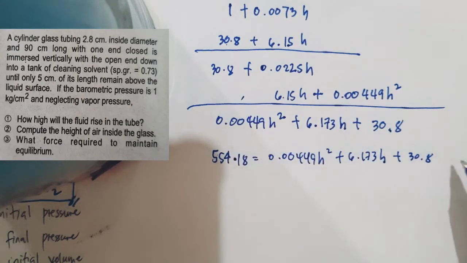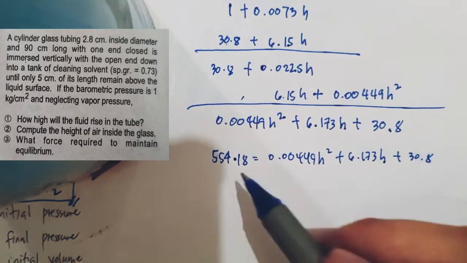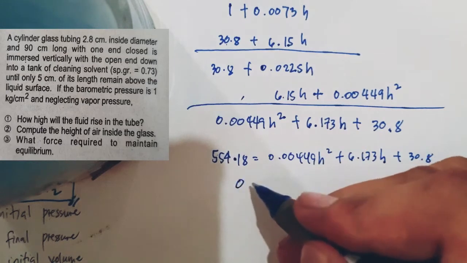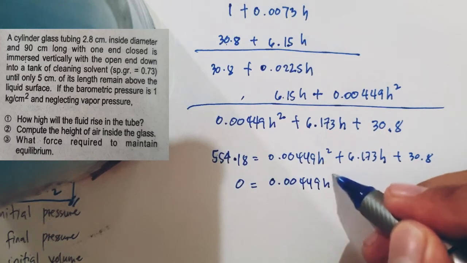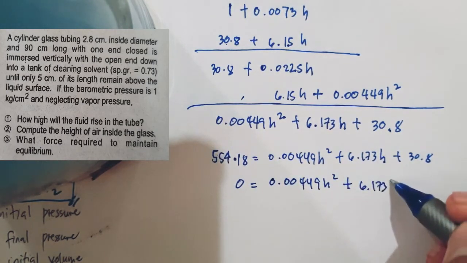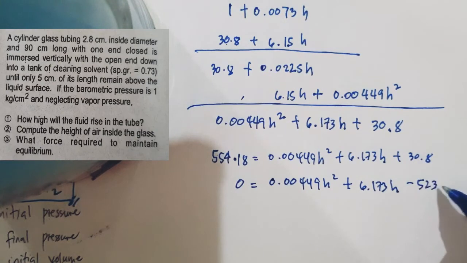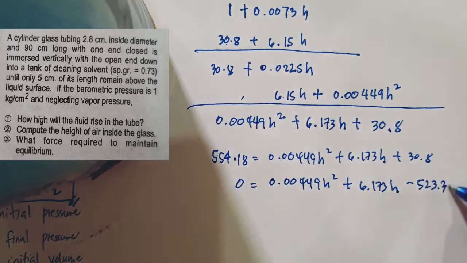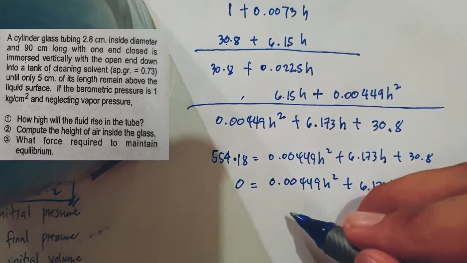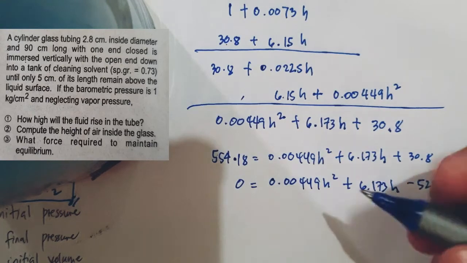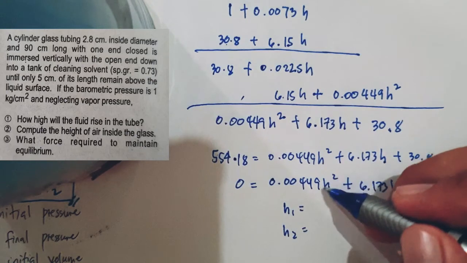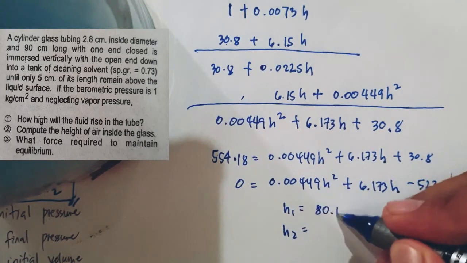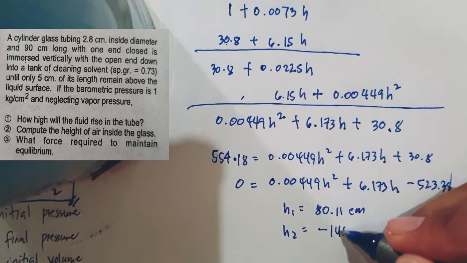So kung mo siyang i-transpose sa PCAS, ma-minus siya, no? 30.8 minus 554.18. Then mabinlan kag 0 dire. That is 0.00449 h squared plus 6.173 h minus 523. 30 minus a larger number, that is negative. So using your calculator, makuha nimo ang h1 o h2. So quadratic, duha gid ka values, 80.11 cm and negative 1454.95.